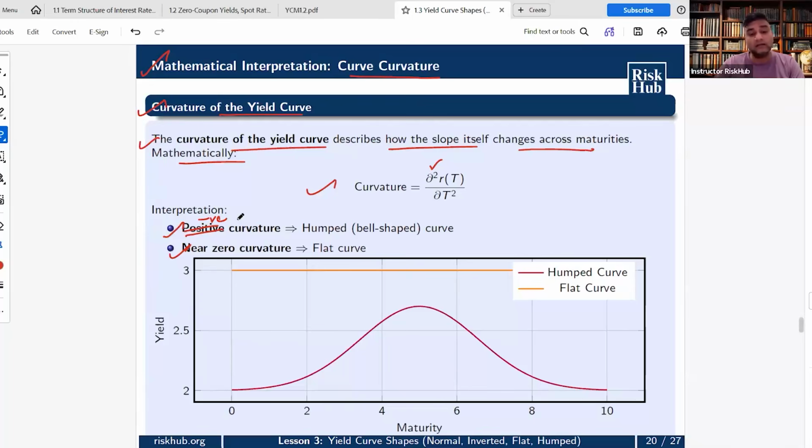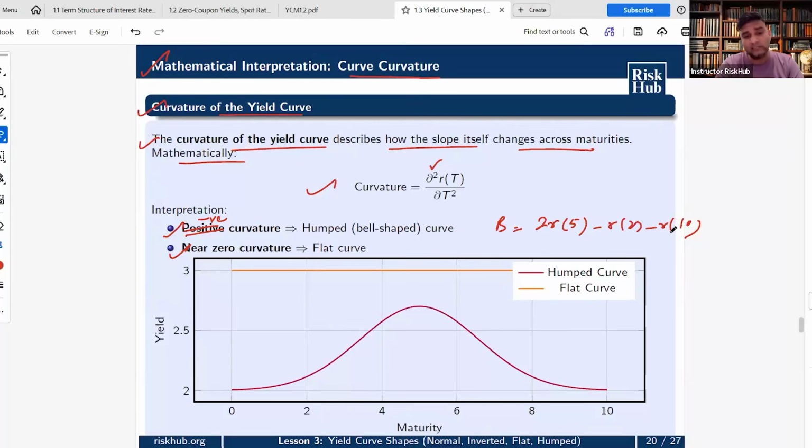Please understand that. The second clarification I'll add here is that the market convention for curvature is the butterfly spread, and it uses the opposite sign convention to the calculus definition. The standard 2s, 5s, 10s butterfly is given as B equals 2R5 minus R2 minus R10. Right, B equals 2 times R of 5 minus R of 2 minus R of 10. This measures how far the 5-year sits above the straight line between the 2-year and the 10-year.